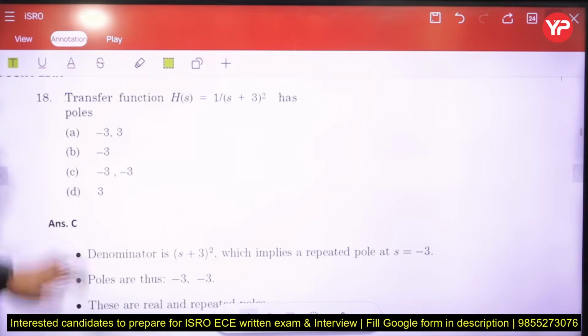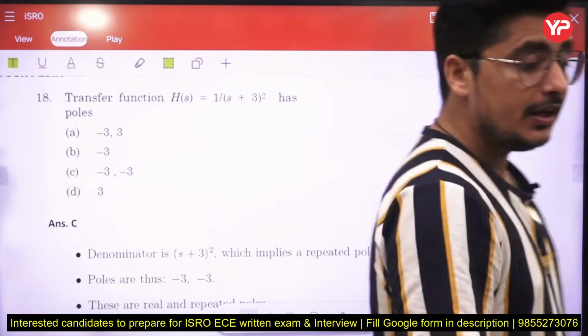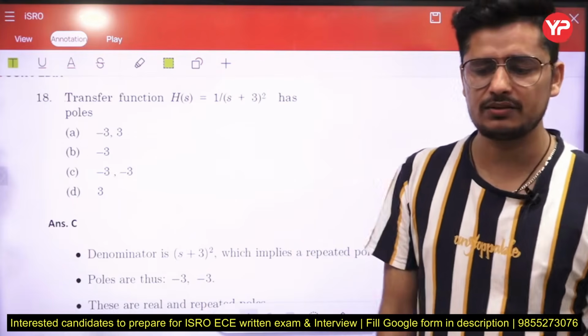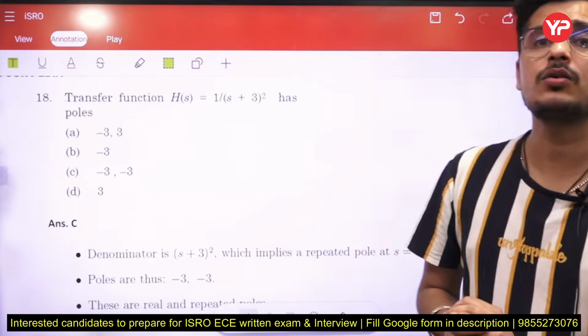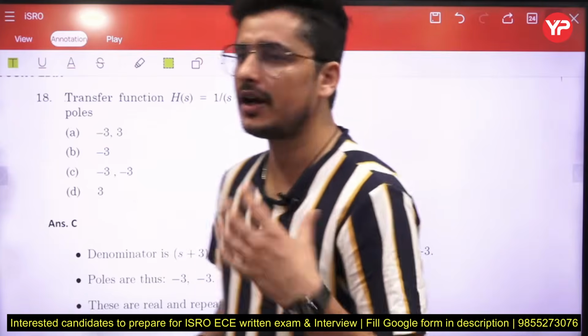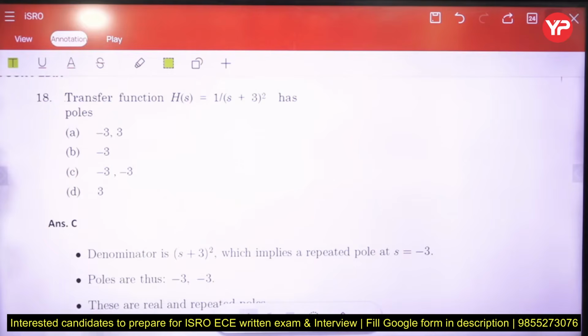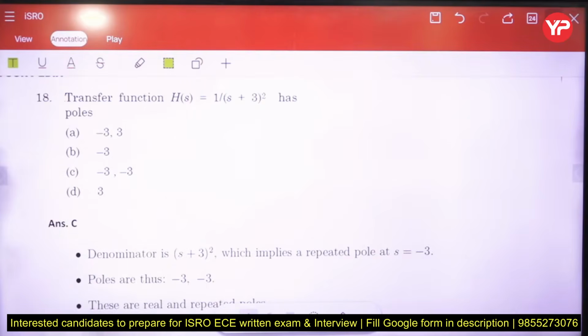See, if I come to this ISRO part, that is not that much difficult, but here some questions are, you can say, which we didn't study in GATE and everywhere, right? These types of questions he will ask you that are related to communication, advanced communication, microwave, like that, right? This question, the transfer function has the poles, how many poles does it have? 2 poles, that will lie at -3 and -3. The answer will be C.